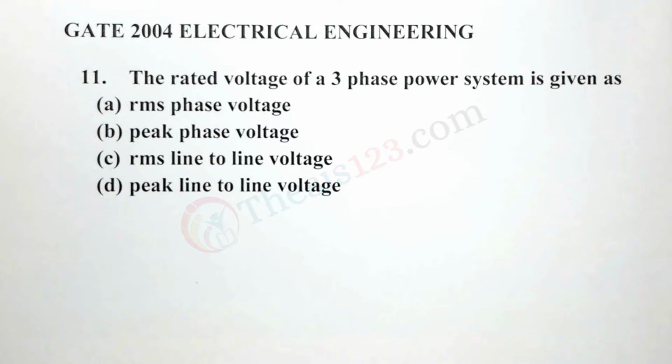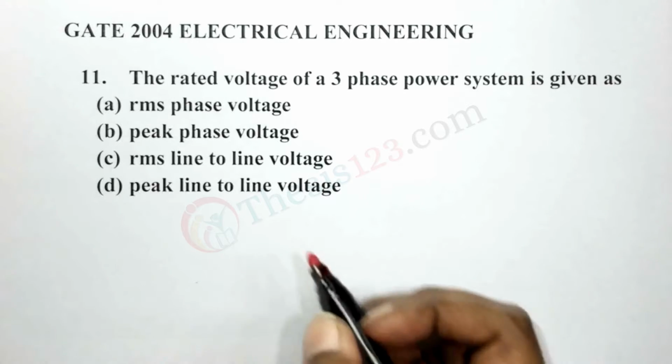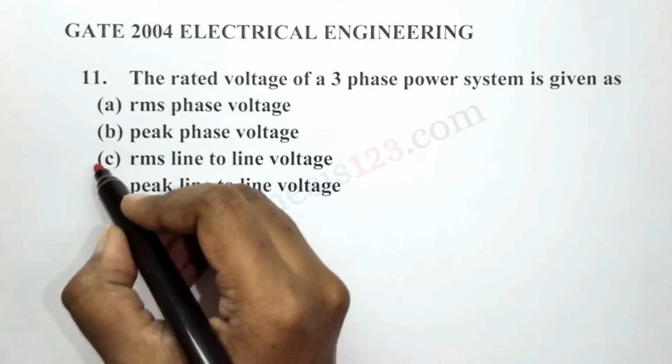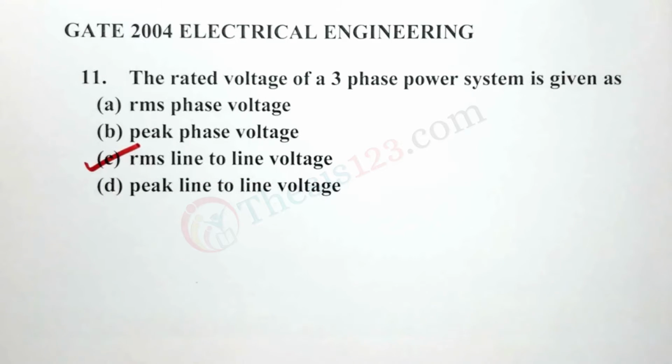Okay, here's the next question, number 11. It says that the rated voltage of a three-phase power system is given as RMS phase voltage, peak phase voltage, RMS line-to-line voltage, or peak line-to-line voltage. This is another theory question. Basically, the rated voltage of a three-phase system is always given by the RMS value of line-to-line voltage. That's the basic thing, so you just have to remember this. The rated voltage of a three-phase power system is always given by the RMS value of line-to-line voltage.